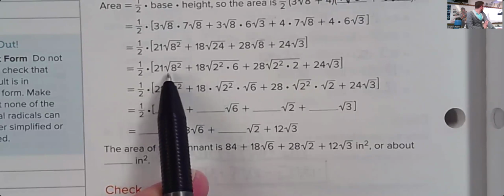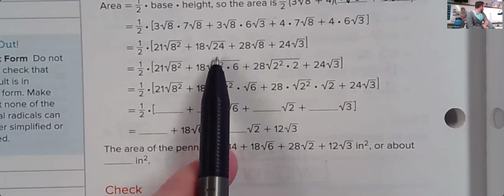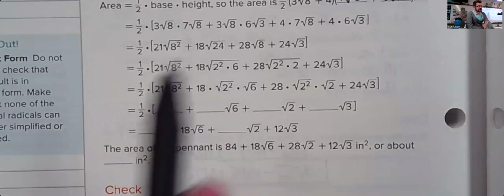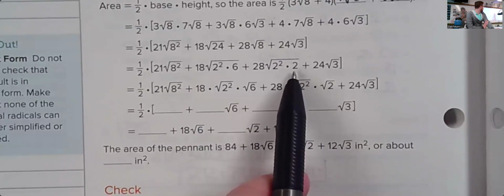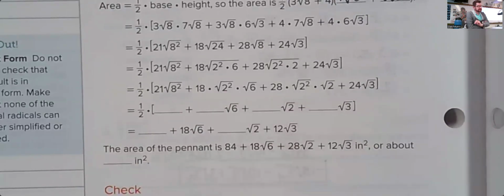So 21 times the square root of 8 squared, that doesn't change. Underneath here, the perfect square factor of 24 is 4. So that would be 4 times 6, or 2 squared times 6. The perfect square factor of 8 is also 4. So that would be 4 times 2, or 2 squared times 2. And then over here, nothing changes because the square root of 3 doesn't have any perfect square factors.